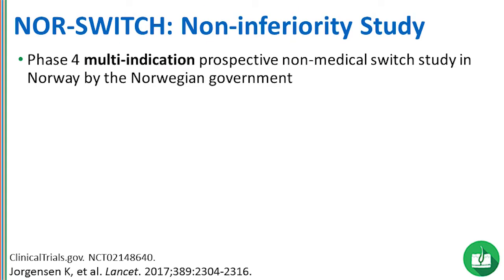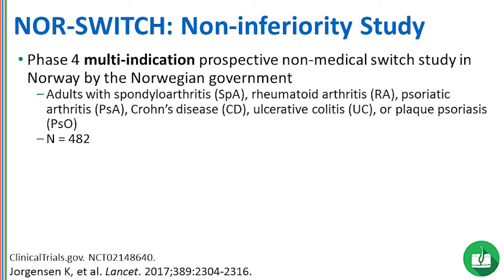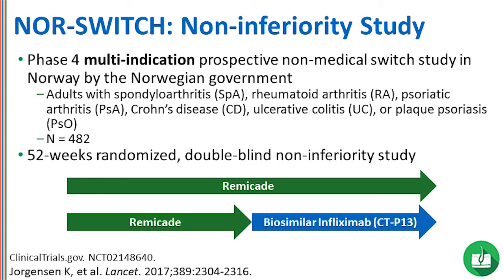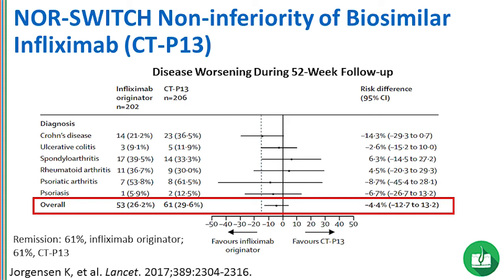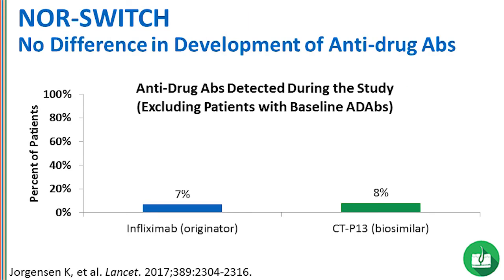Now, the NOR-SWITCH study, which is a non-inferiority study, was a phase 4 multi-indication prospective non-medical switch study in Norway by the Norwegian government. They looked at adults with a wide range of inflammatory conditions, and it was a 52-week randomized double-blind non-inferiority study, which you can see the design below. And essentially what they saw was that there was really no difference across a wide range of worsening once patients were switched from one product to the next. They also showed no difference in the development of anti-drug antibodies. And as you can see in this table, in the originator group on infliximab, 7% developed anti-drug antibodies, whereas in the biosimilar, it was 8%.